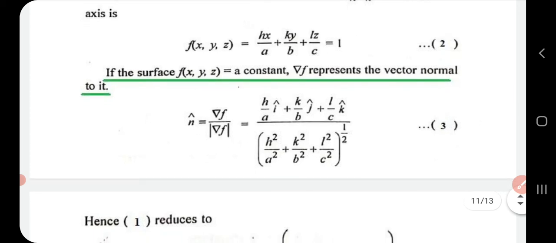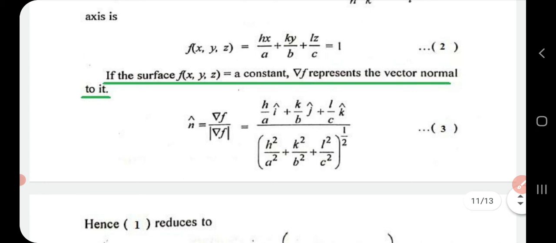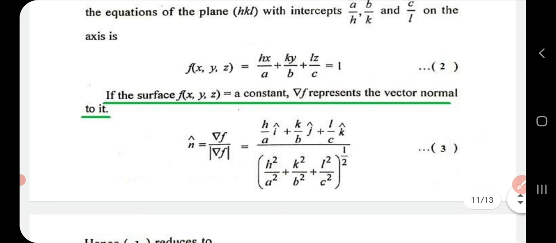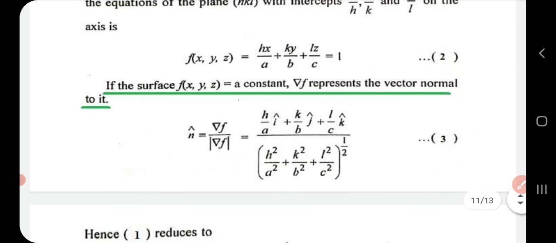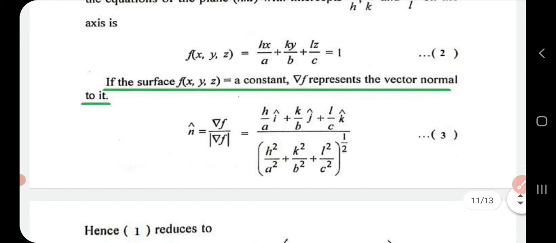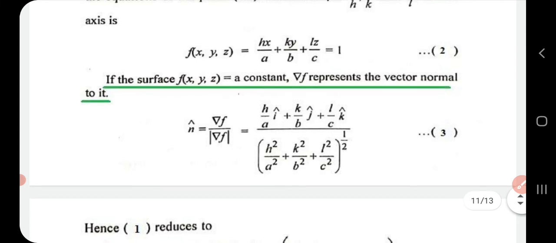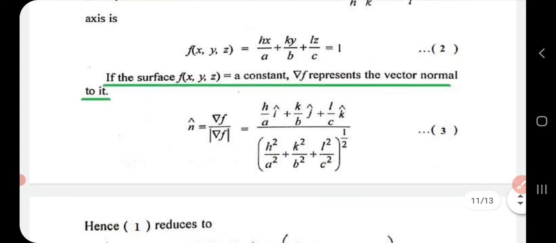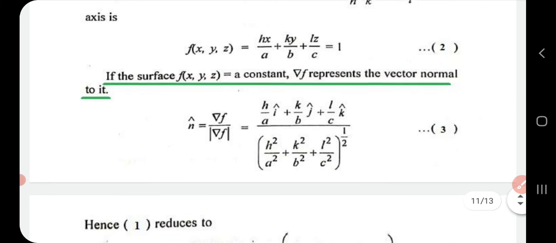Now, suppose that the surface of this plane is a constant, then del f represents a vector normal to it. So, n cap can also be written as del f by modulus of del f. So, what is del f? We have already written, it is h by a i cap plus k by b j cap plus l by c k cap. Now, what will be its modulus? Just take the square of it and take its root. That is h square by a square plus k square by b square plus l square by c square, all under root.